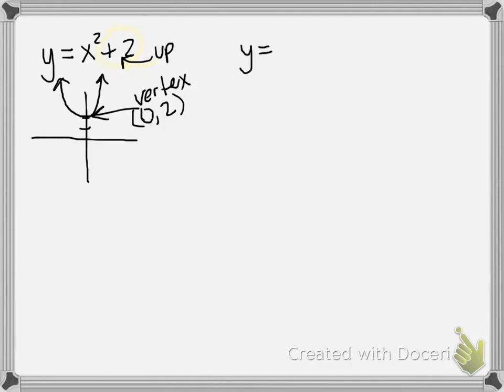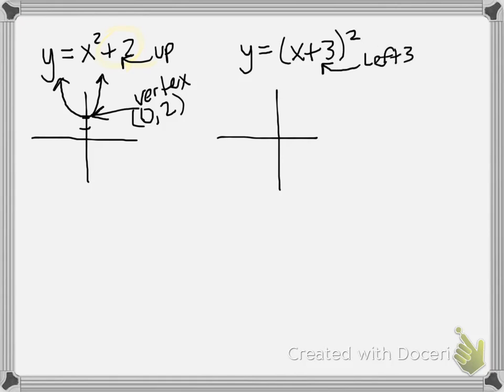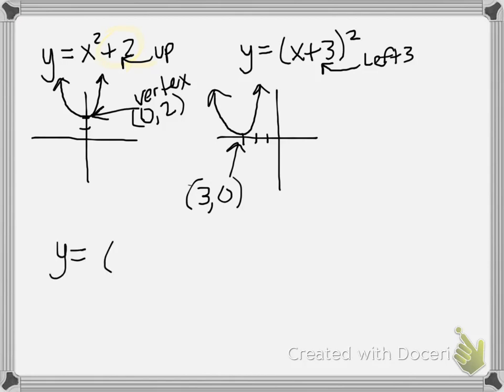Okay, what about this one? So I'm going to move left 3. My vertex is going to be negative 3, 0. My x changed. Okay, here's a little bit harder. Kind of putting it all together.